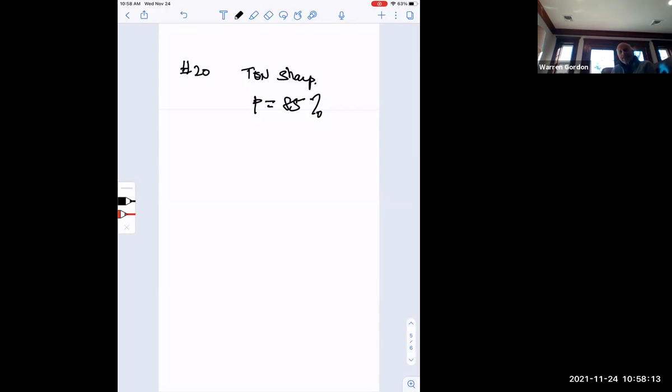Well, if the target is hit, that means it's hit at least once. Let X equal the number of hits. So the question is, in order for it to be hit, what's the probability that X is greater than or equal to 1? This is clearly a binomial experiment, by the way. And this is just equal to 1 minus the probability that X is 0.